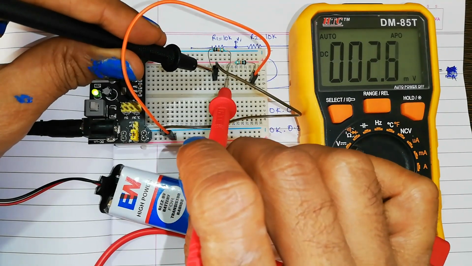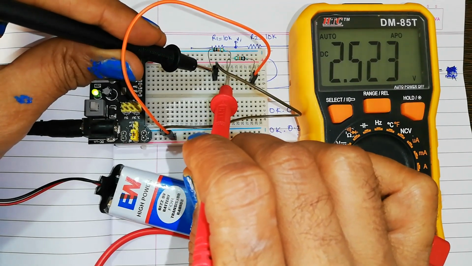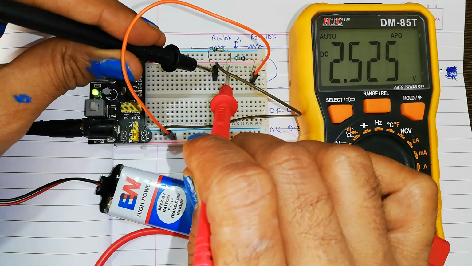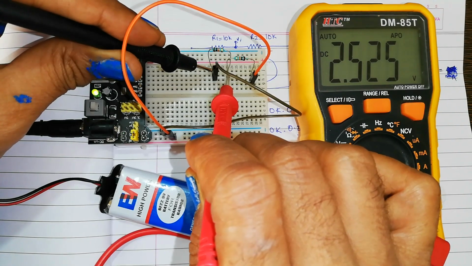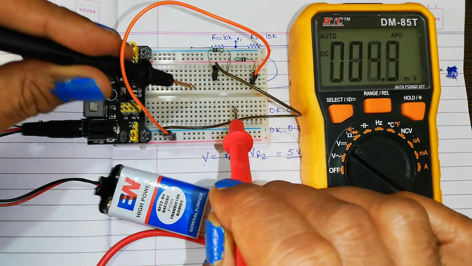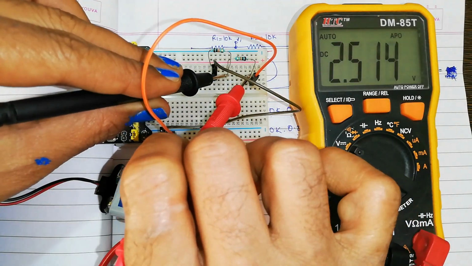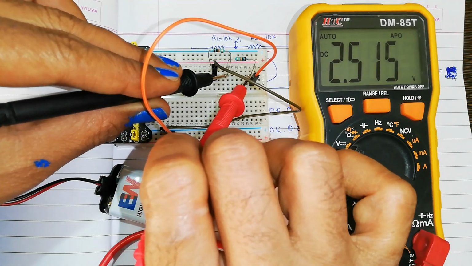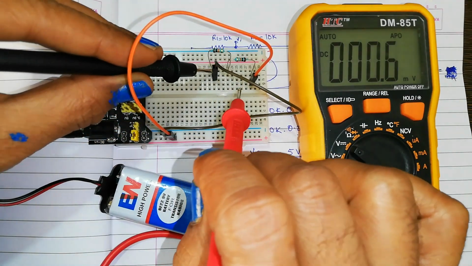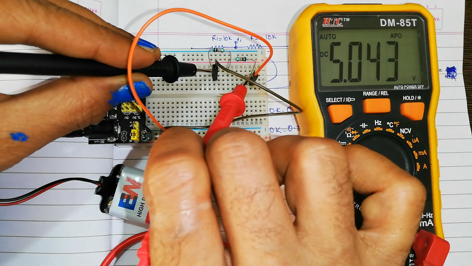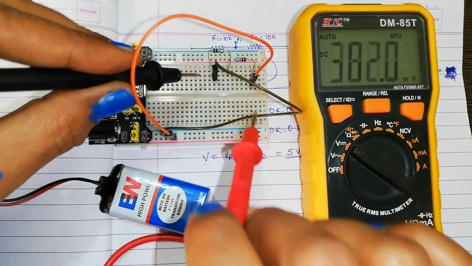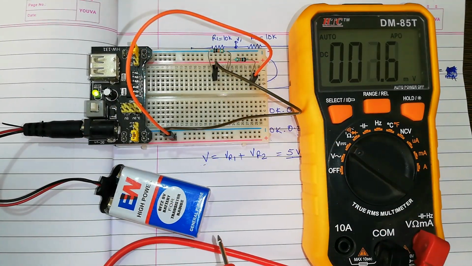Now voltage drop across one resistor is 2.5 volt. Remember, VR1 and VR2. So we are calculating VR1, which is matching our theory. Next, I am going to measure the voltage across resistance 2.5 again, and the total voltage that we measured is 5 volt, and the total voltage that we calculated is again 5 volt. Now what can I do?